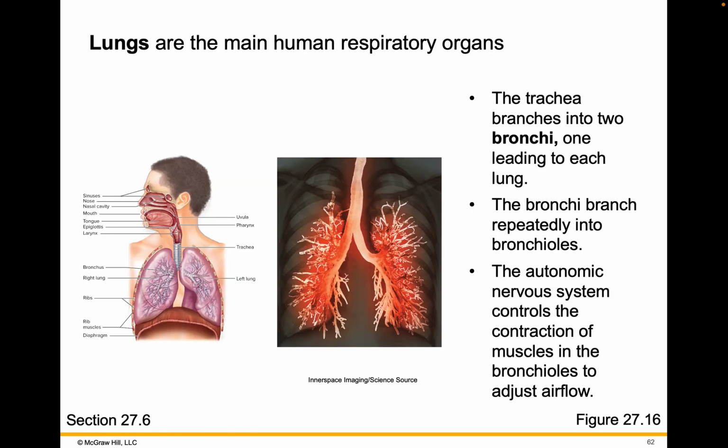All right, lungs are the main human respiratory organs. The trachea branches into two bronchi, one leading to each branch of the lung. So you can see a bronchus here and a bronchus there. The bronchi branch repeatedly into bronchioles. And the autonomic nervous system controls the contraction of muscles in the bronchioles to adjust airflow. The autonomic nervous system is nervous system activity that happens without you consciously thinking about it. You don't have to remind yourself to breathe, you just do it, right?